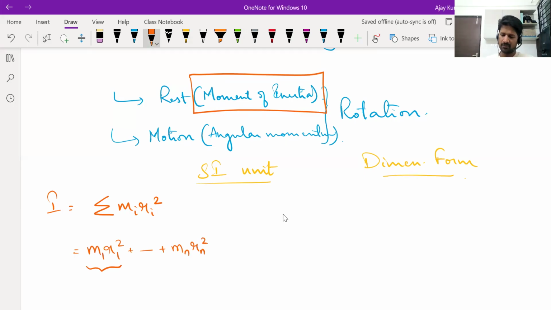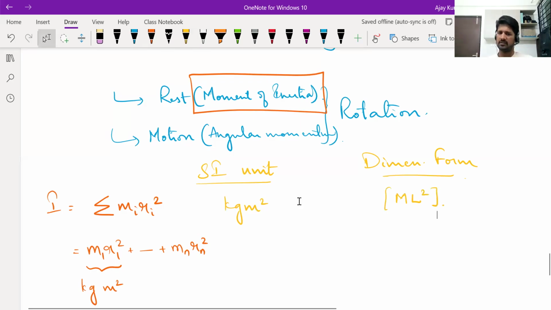Now mass multiplied with square of distance becomes kg into meter square. That's all. Therefore, SI unit is kg meter square. Dimensional formula for mass is M. Dimensional formula for length is L. It is getting squared. So the dimensional formula for moment of inertia is ML square.